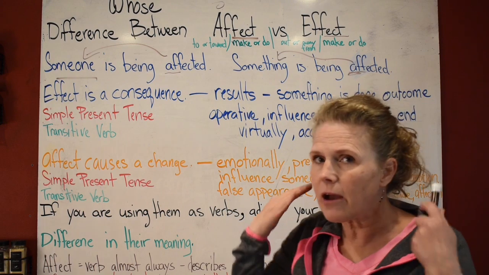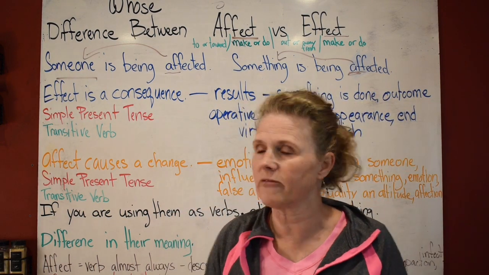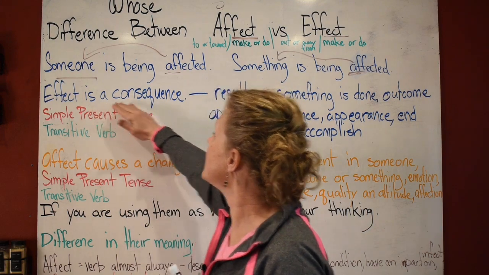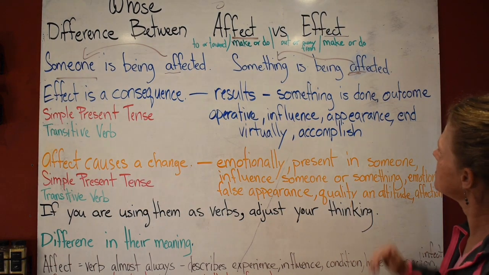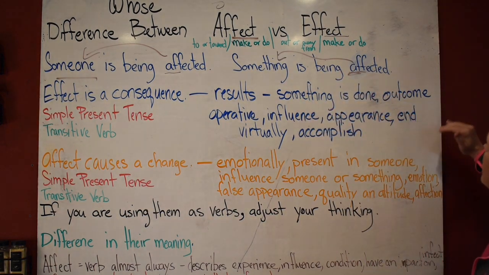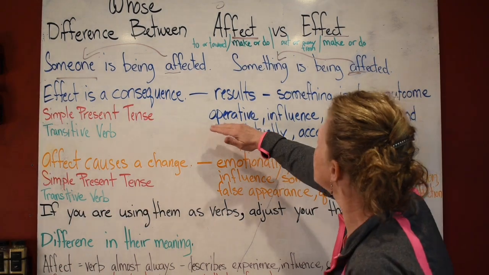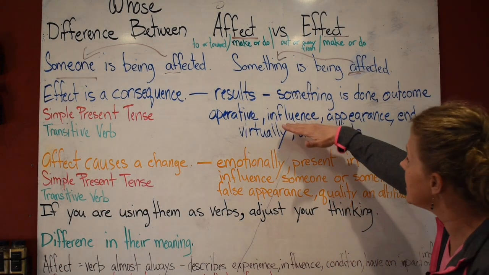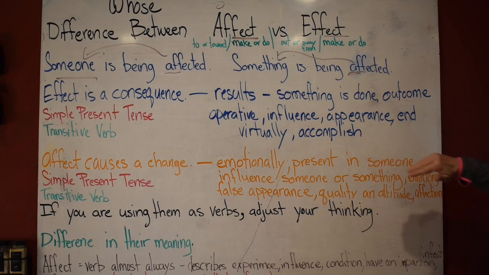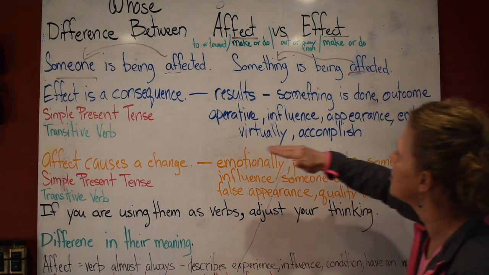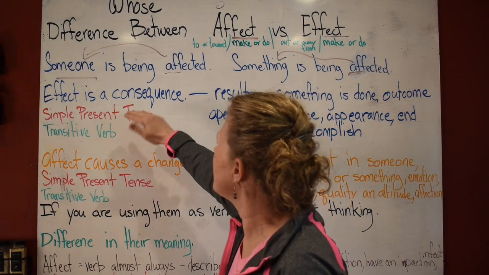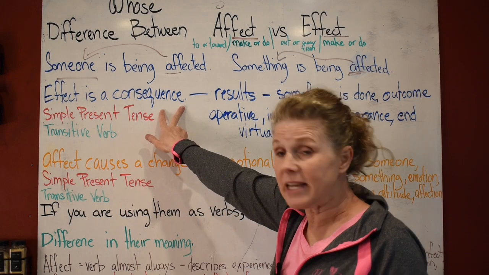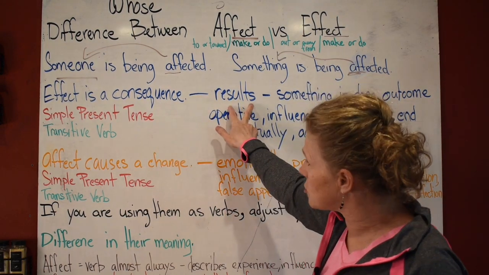Now, effect means it's a consequence. Effect, see how you can't even hear it very well when you're speaking it. Effect is a consequence. Now, this means results. Something is done. It's an outcome. It's an influence. It's an appearance. It's an end. It means it's accomplished. If you can really remember that it's a consequence and it brings results.